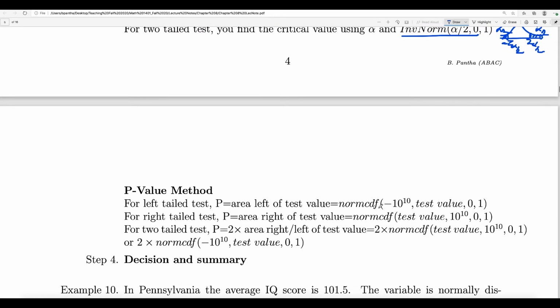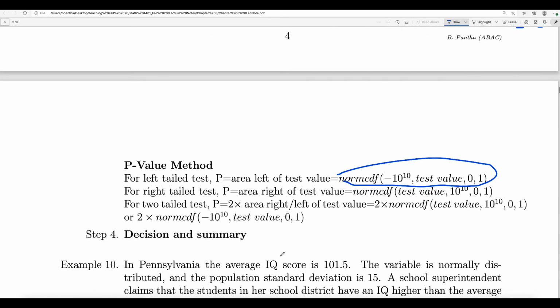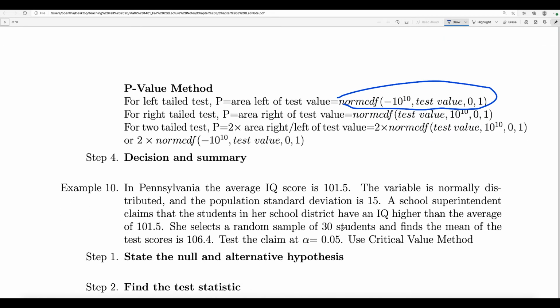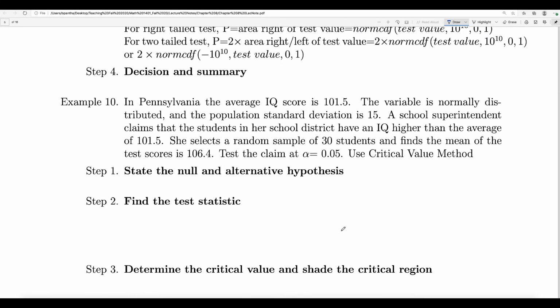But for the p-value method, you need to find out area left of the test value. See, this is the calculation syntax. Since you are finding the area, you need to use normal CDF, not the inverse norm. Normal CDF and area left of the test value. Normal CDF, area right of the test value. Then 2 times normal CDF, area left of the test value or right of the test value, depending on where the test value falls. If the test value is positive, then you will be finding the 2 times normal CDF and the right area. And if the test value is negative, you find out the 2 times the area left of the test value, okay? And you write the decision. Okay, let us look at the example, then you will understand the things.